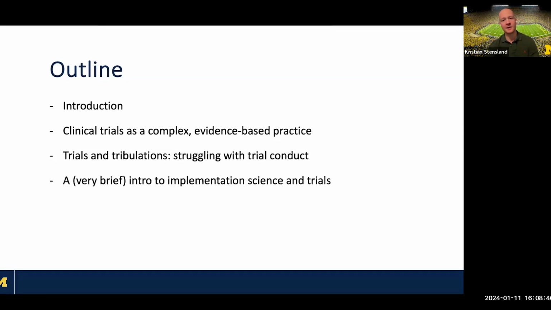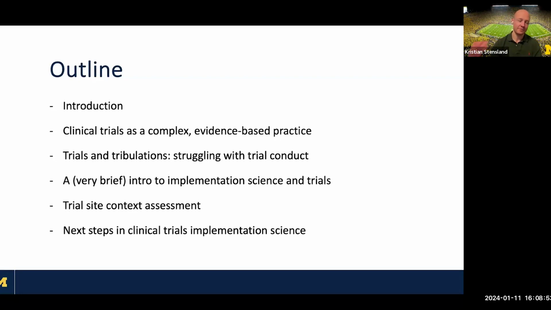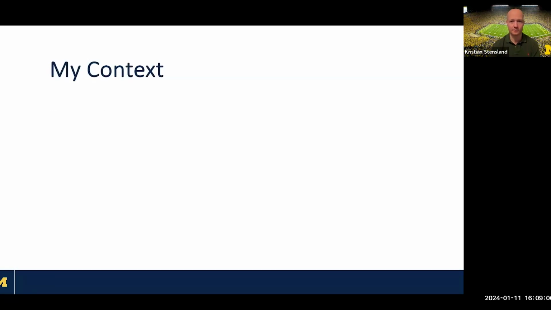I'm going to talk briefly about implementation science and trials, and then move on into the brunt of what I'm doing at the K12 time, which is working on context assessment, and specifically rapid context assessment for clinical trial sites, and then move on to some next steps in clinical trials implementation science as we go. And as I mentioned, please interrupt at any time if you have questions as we go.